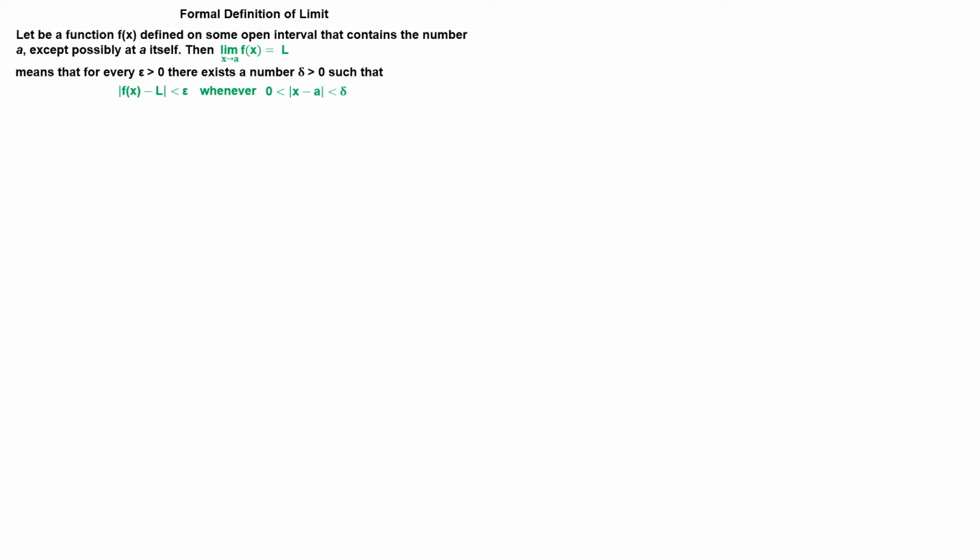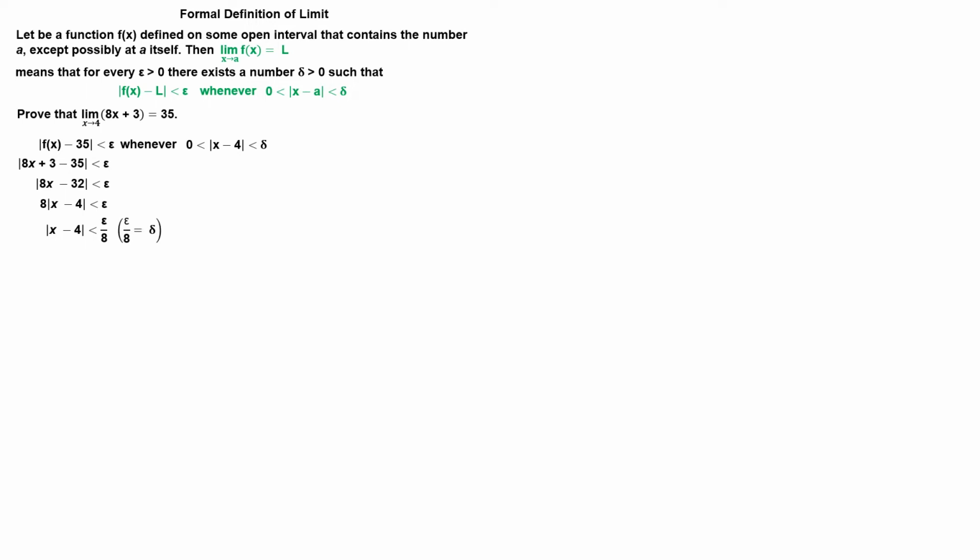Let's see how it works. Prove that the limit of f as x approaches 4 is 35. We must find the delta, so we start with the beginning of the proof. We do enough simplification on the left-hand side of the inequality, so we should choose delta equals epsilon over 8.